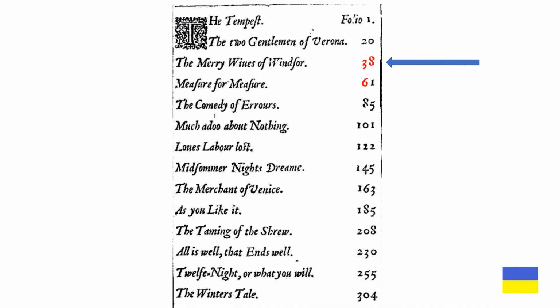The Merry Wives of Windsor begins on page 38. Measure for Measure begins on page 61. 3 plus 8 is 11, plus 6 is 17. If we use the last digit in Measure for Measure and add it to the digits in Comedy of Errors, Much Ado About Nothing, and the first digit for Love's Labour's Lost, we get 17 again.